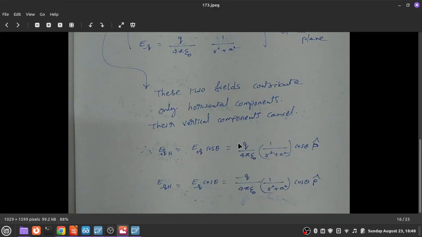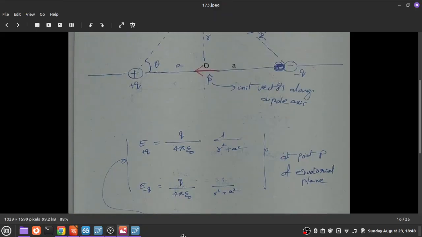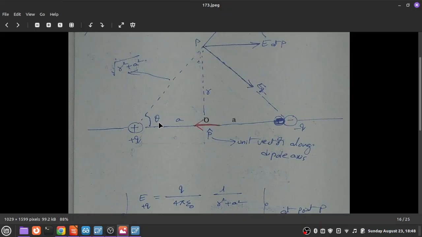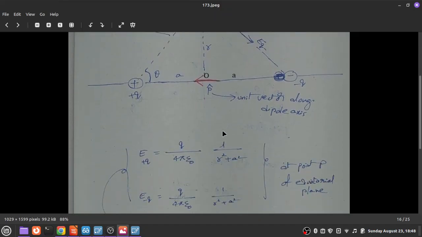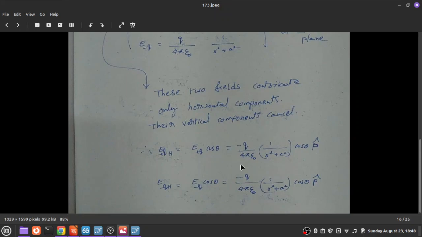Why are minus signs included? Because between the positive and negative charges there is a unit vector p hat. P hat is from right to left. But the horizontal components are from left to right. These horizontal components are opposite to p hat. That is why we included a minus sign for both horizontal components.